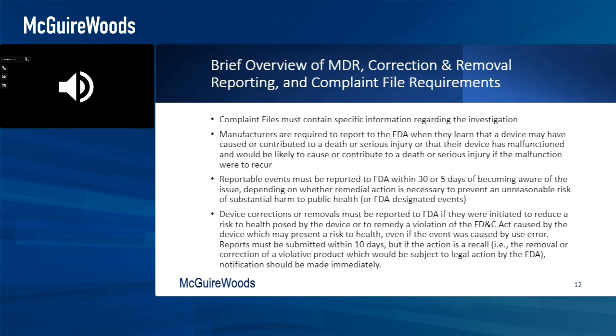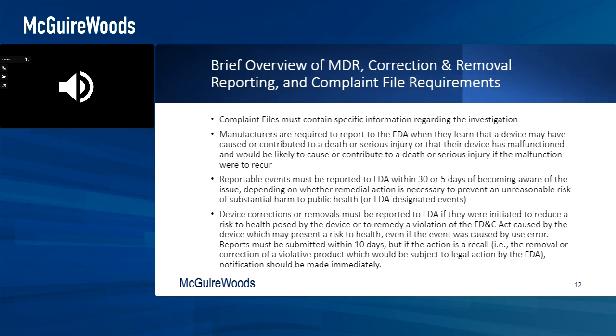And then the time frame for reporting to FDA, if it is reportable, depends on whether or not there's an unreasonable risk of substantial harm to the public. So if there is, those reports have to be made within 5 days to the FDA. You have to effectively investigate it and determine it's reportable within 5 days and then submit the report to FDA.